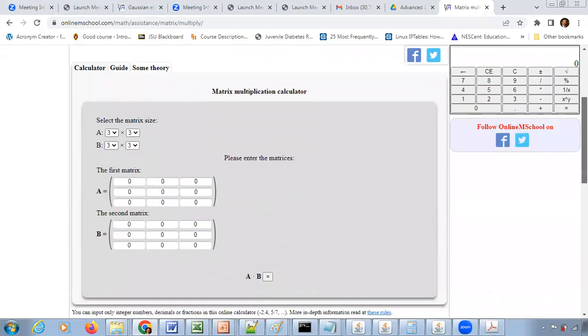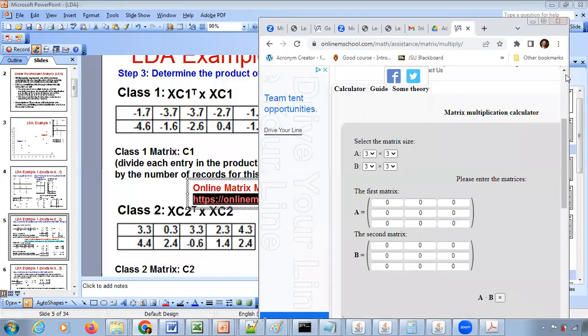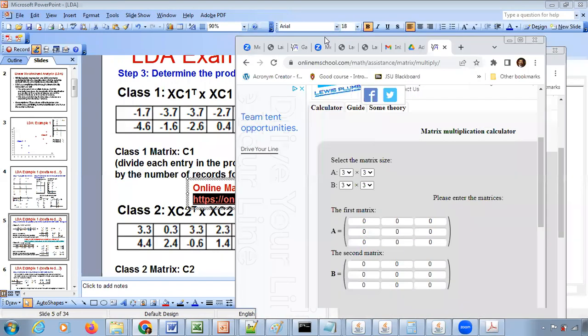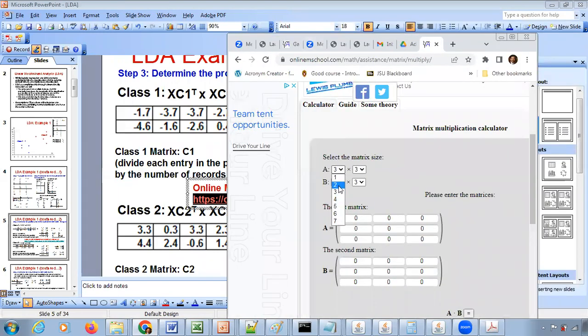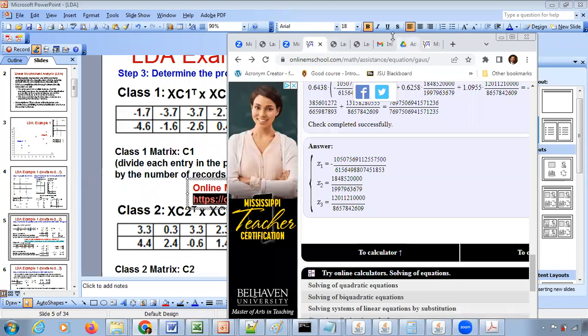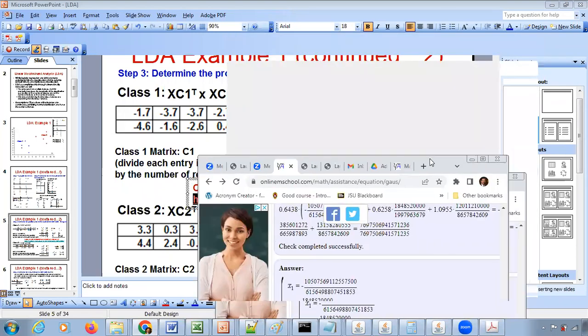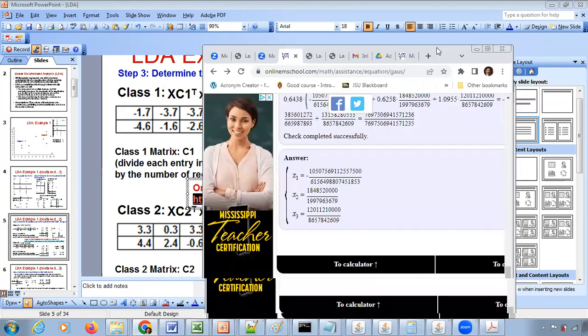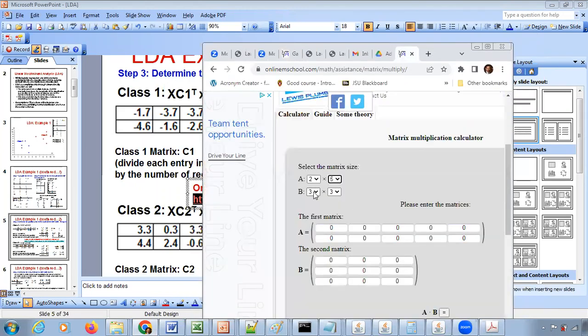So you have to specify the dimensions though. By default, it will load up as a 3 by 3 matrix. Notice here, we're multiplying the transpose with that matrix. So first is the dimensions of the transpose matrix, which is 2 rows, 5 columns. So you have to make it 2 rows, 5 columns. And the other matrix is going to be 5 rows, 2 columns.